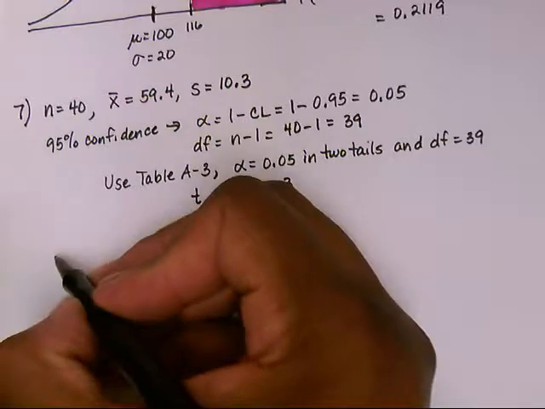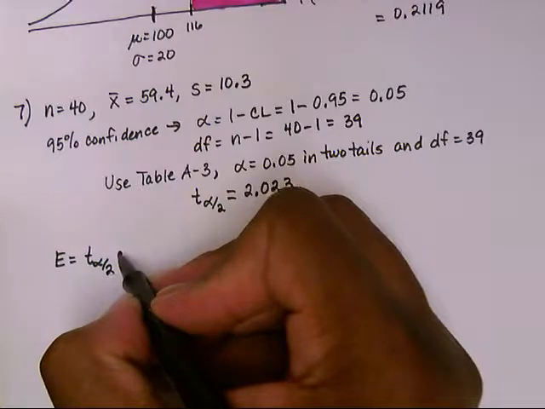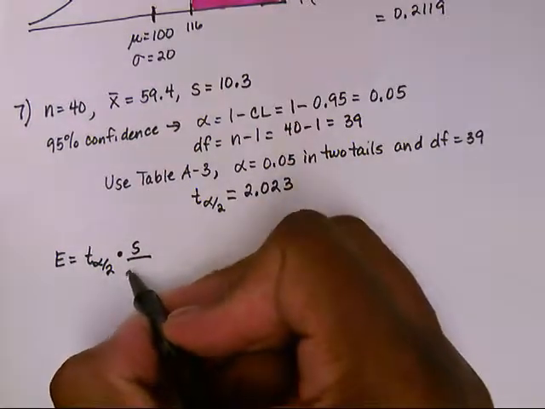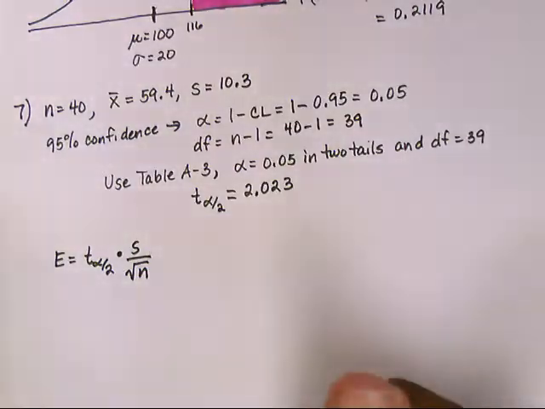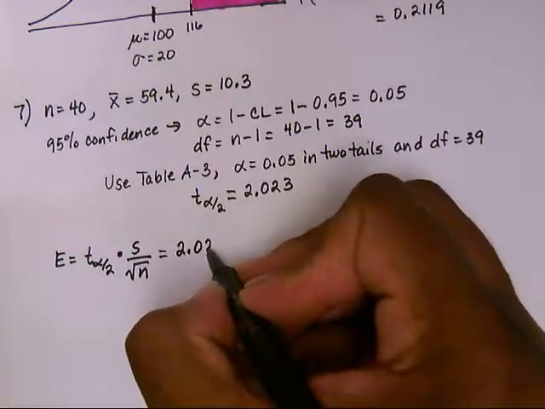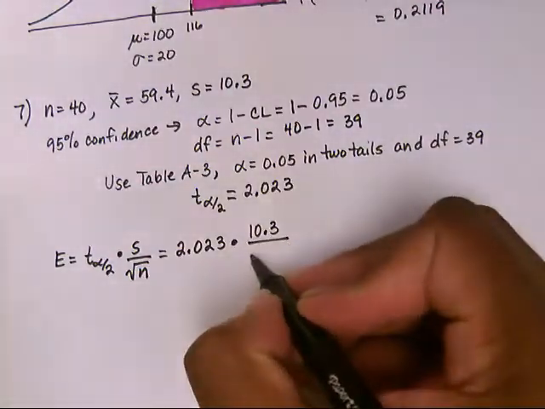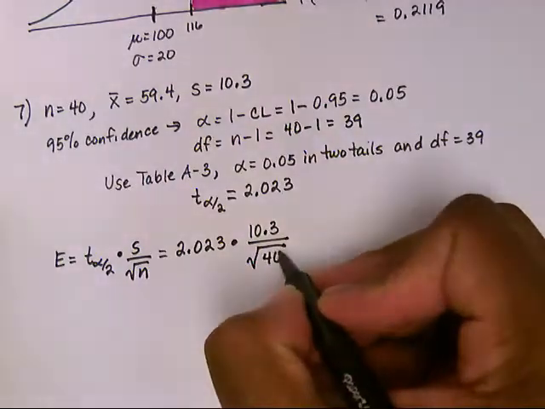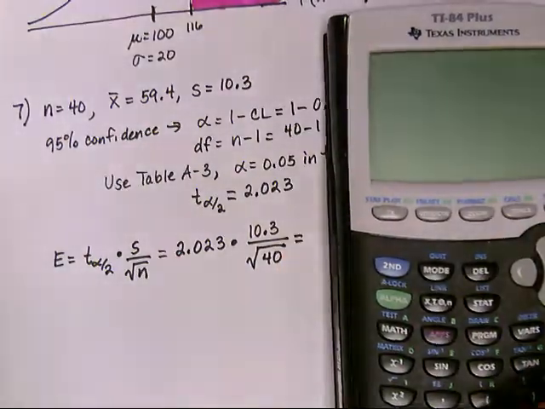And now we can find the margin of error, because the margin of error requires us to use the critical value of t sub alpha over 2 and multiply by s over the square root of n. s is your sample standard deviation, n is the sample size. Okay, so that critical t value, that was 2.023, times s, which is 10.3, divided by the square root of n, and that's 40. Okay, so here we can type all of this in the calculator, and I would carry my margin of error to 3 decimal places here.